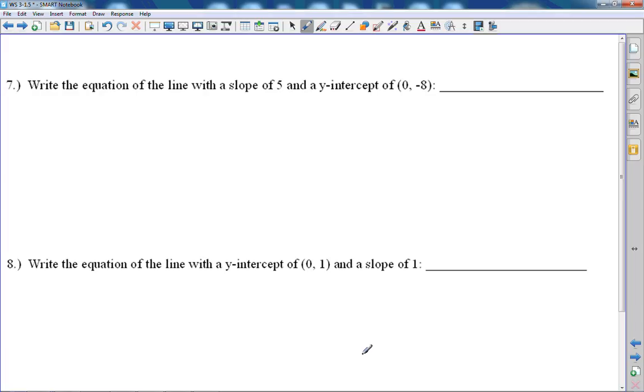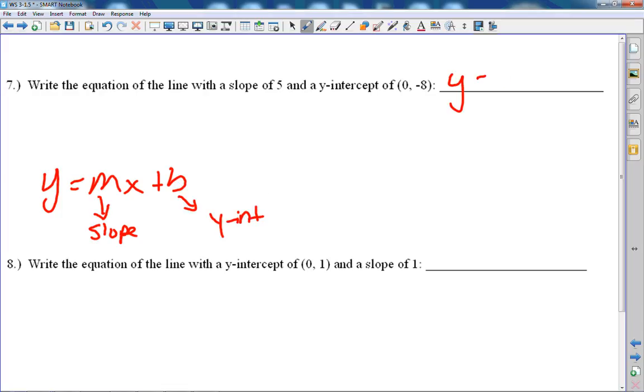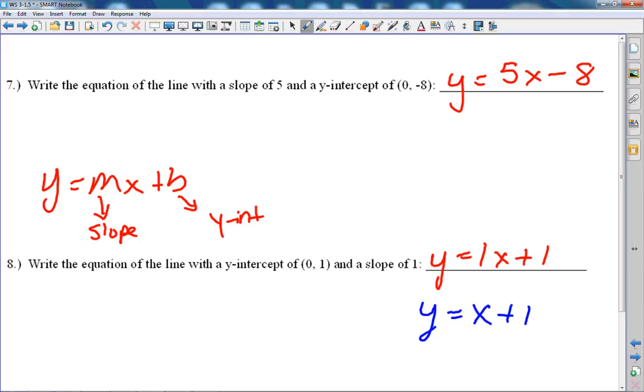There's the next one. Let's answer these next two. Try and write this equation. Y equals mx plus b. M is the slope, b is the y-intercept. My first one, y equals, the slope is 5x minus 8. Letter 8, number 8, I would have y equals, the slope is 1, x plus 1. What would be a better way to write this? You are correct. Y equals x plus 1.